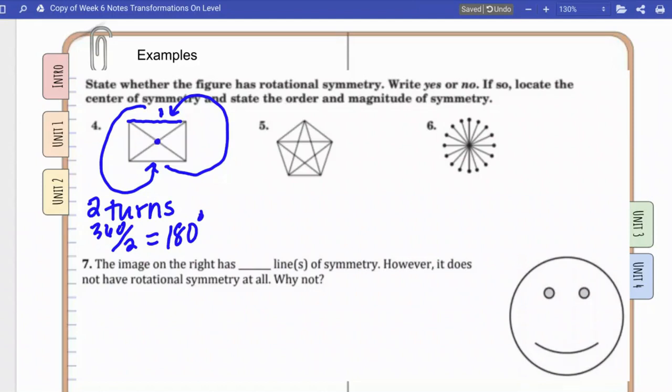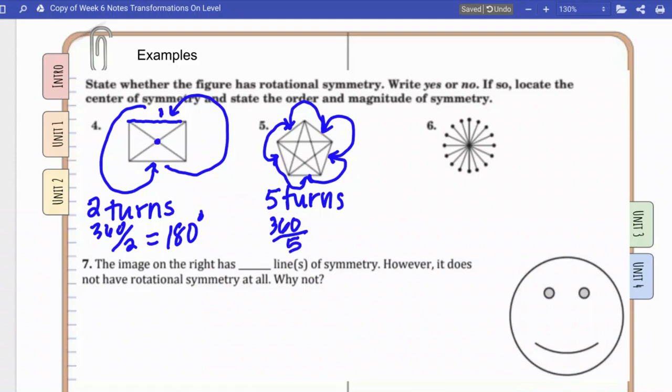Obviously, the center of symmetry is in the middle. So since this shape has 5 sides, it's a pentagon. It is a regular pentagon. What that means is it will go 5 turns because all the sides are the same, right? This side will end up here. That's 1 turn, another turn, 3 turns, 4 turns, 5 turns to get back to the original. To figure out the magnitude, we do 360 divided by 5, which is 72 degrees.